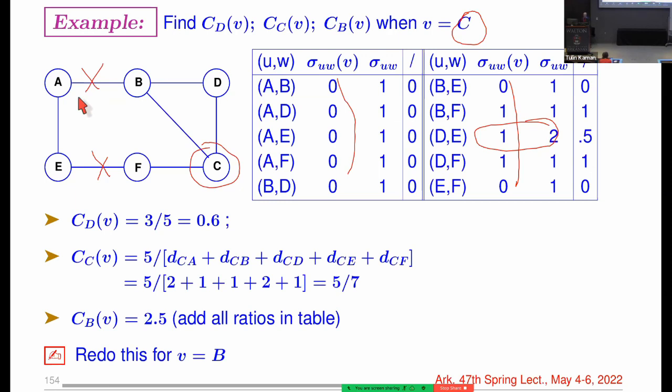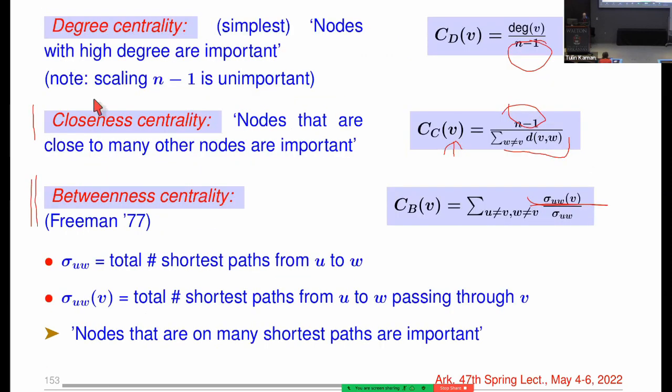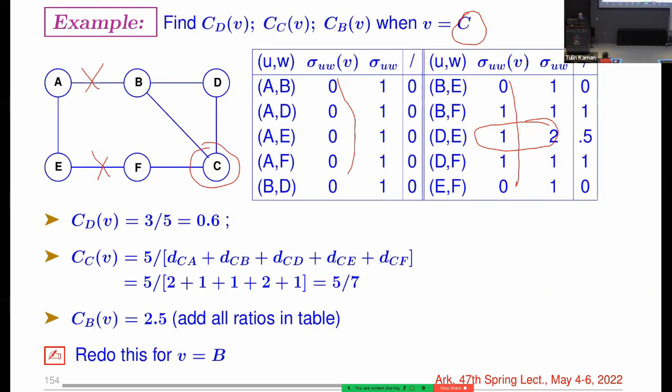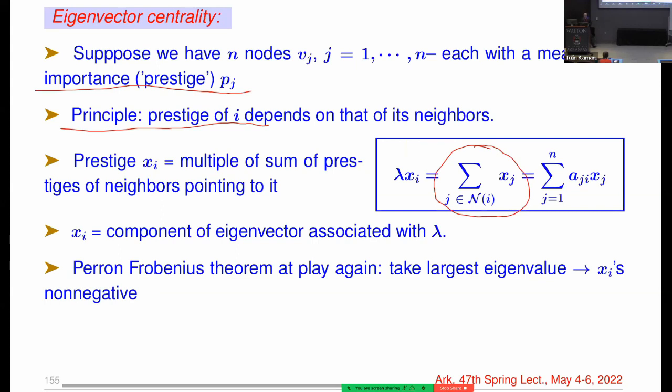So yeah, the definitions are quite simple, in fact, in spirit. Let's see if there are any other ones here. Okay. Any other issues? So we're going to stop here.